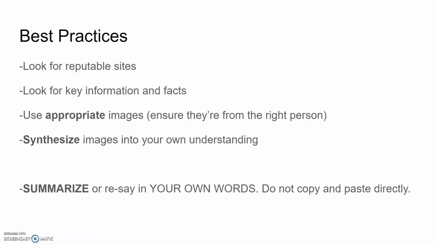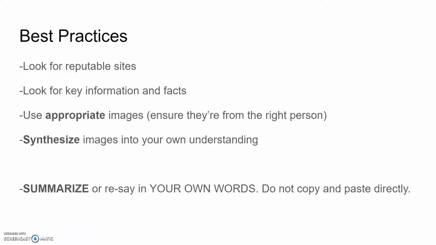Look for key information and facts. This can sometimes be found directly on Google. It can also be found on websites. Looking for bold information can help you look for headings quickly. And then you want to make sure that any images that you find are appropriate. They should be from your artist specifically and not inspired by your artist. And they also should be appropriate for school.